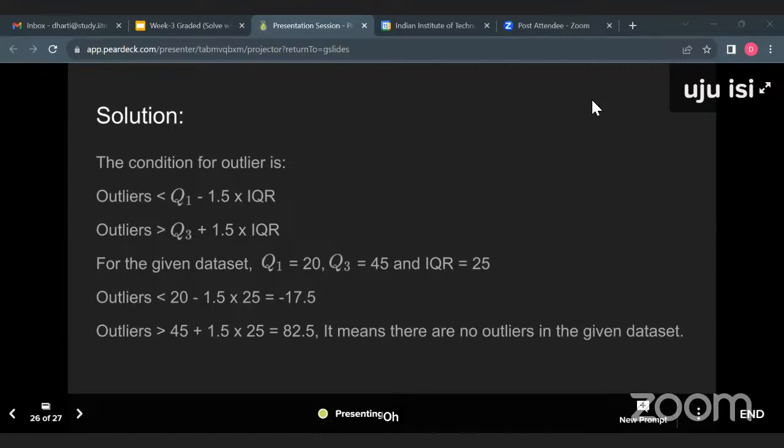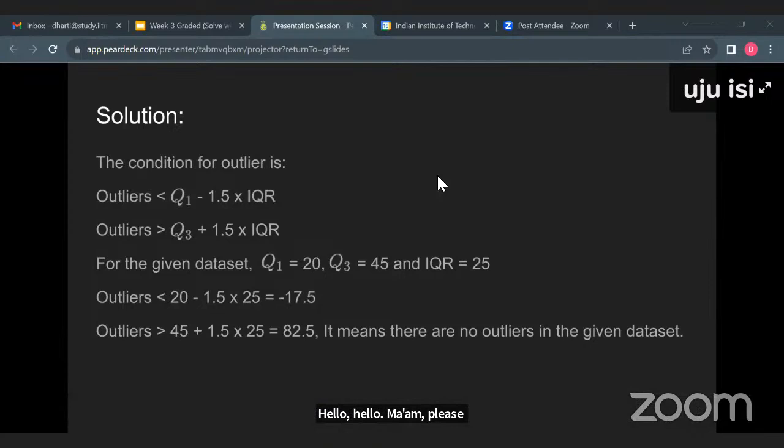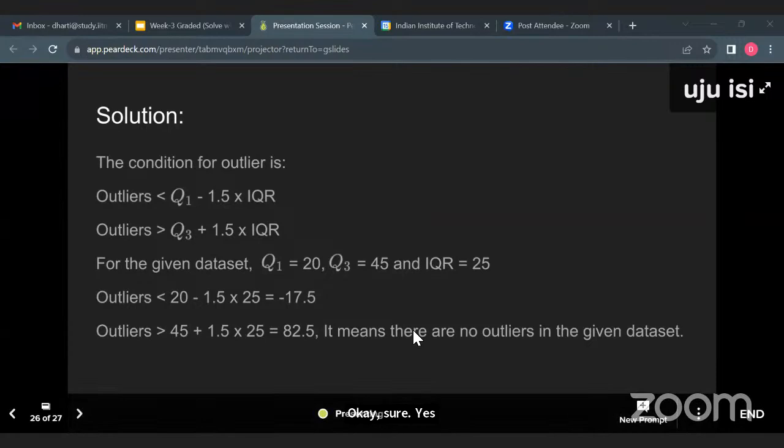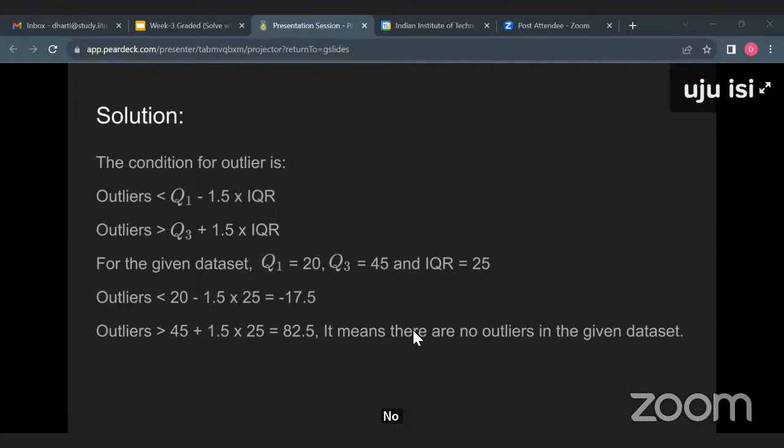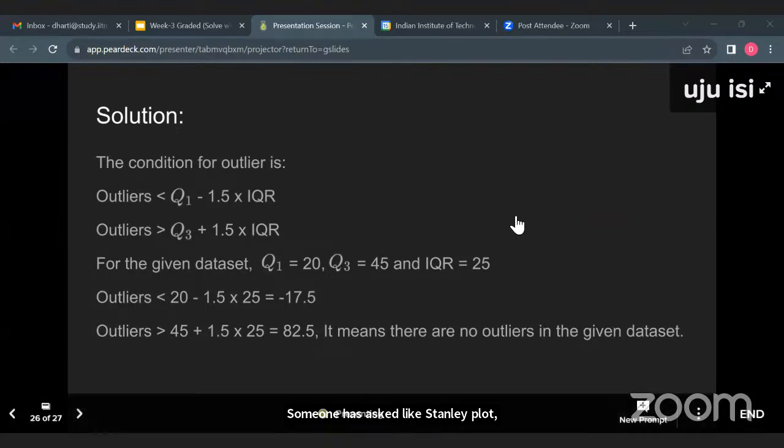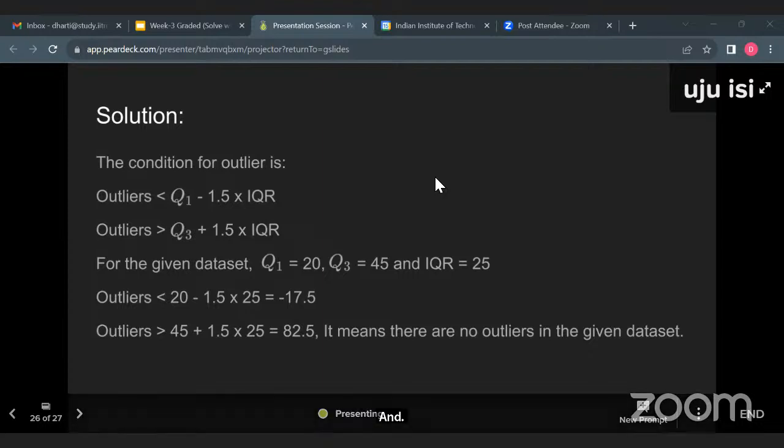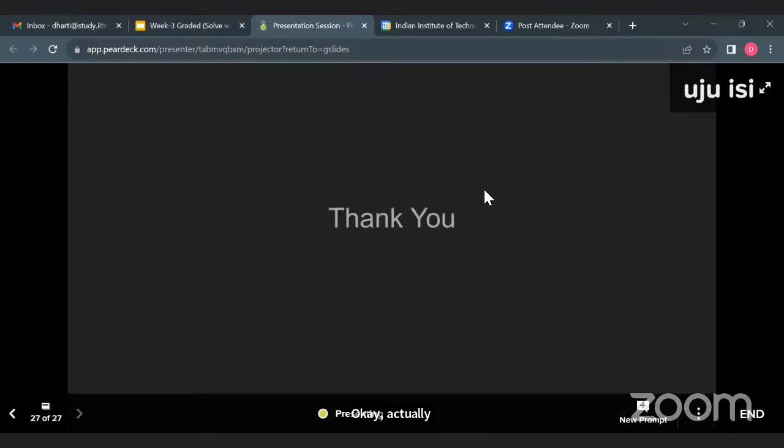Ma'am, please explain the box plot chart. Okay, sure. Ma'am, can I ask, ma'am? You haven't told what I asked about. Someone has asked about stem and leaf plot, or what? Ma'am, how long will the class be? Ma'am, it's okay. You can explain box plot first, then I will ask, ma'am. It's okay. Okay, actually, fine. I will write here.